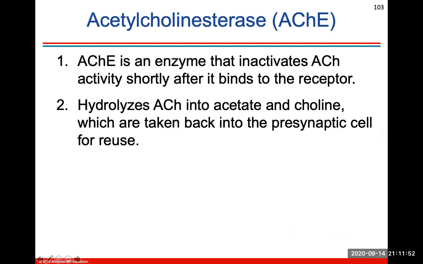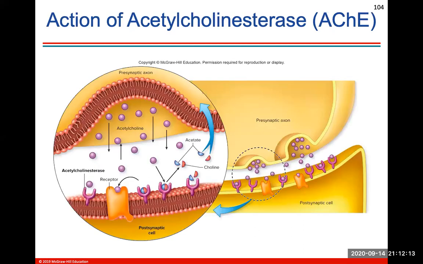Acetylcholinesterase is important, often abbreviated AChE. This is an enzyme that inactivates acetylcholine activity right after it binds to a receptor. It basically cuts apart acetylcholine into acetate and choline, which will be taken back into the presynaptic cell to be reused. So acetylcholinesterase inactivates acetylcholine, and you should know that. This is a very important enzyme to know because it's another controlling mechanism for the transmission of a stimulus throughout your nervous system. Acetylcholinesterase controls the amount of acetylcholine getting across the cleft.